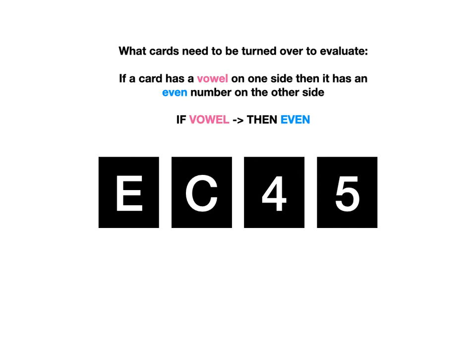So if a card has a vowel on one side, then it has an even number on the other side. So the premise is if vowel, then even. We need to check to make sure that holds, right? Which one of these do I turn over? Each one of these represents a different one of the arguments we saw before.